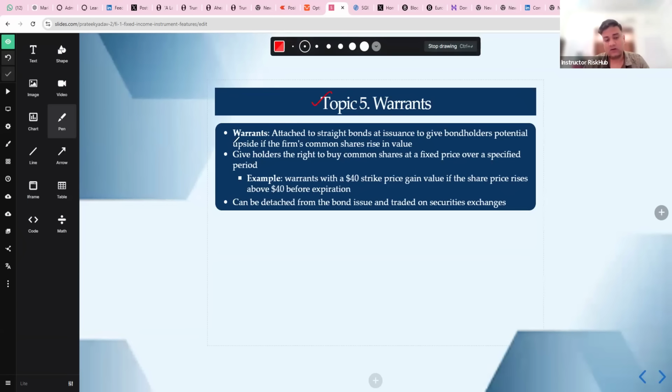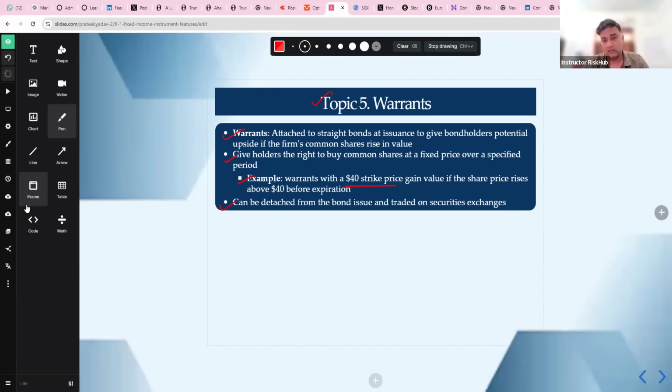Warrants are what? Warrants are attached to bonds at issuance, right? This gives the bondholder the right to buy shares at a fixed price, okay? For example, let's say the strike price is given to you at 40. If share price rises above 40, the warrant becomes valuable. Difference from the convertible bond here is that a convertible bond converts the bond into shares. A warrant is usually detachable and can trade separately, right? And the idea here is that a warrant provides equity upside without immediately converting the bond, right?